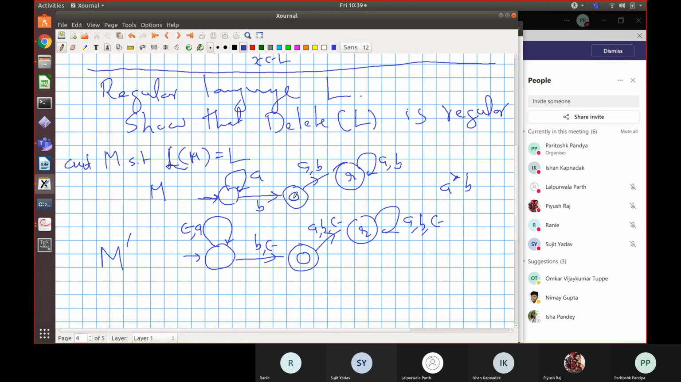Agreed? Yes, sir. Since M prime is retaining all the transitions of the original automaton, clearly the language of M prime is a superset of the language of M, because we are not deleting any transition, we are only adding transitions, right? Yes, sir. If it was an epsilon NFA, then it's more tricky to show. It's not that easy to show M prime will be a subset of M, right?